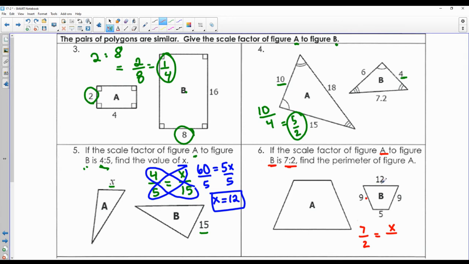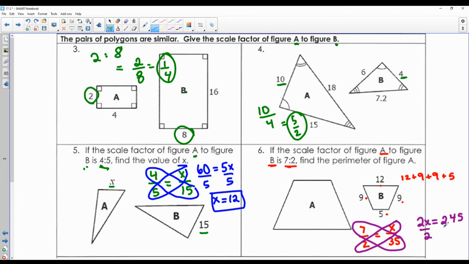We're going to add 12 plus 9 plus 9 plus 5, which is 30, plus 5, so that gives us a 35 right there. That's our perimeter of side B. Again, I just added them. 12 plus 9 plus 9 plus 5, and that gave me my 35. Now just go ahead and cross products here. So 2 times x is equal to 7 times 35. Grab a calculator. I don't know that one. 245.